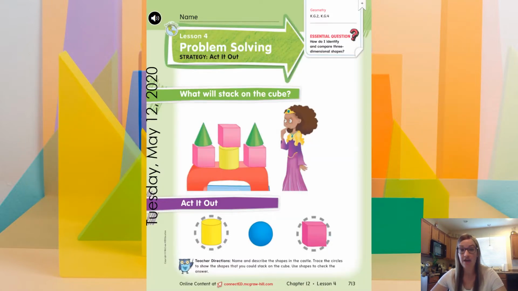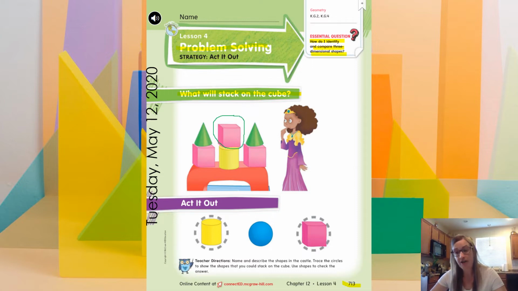We get to do a problem-solving lesson today. We are on page 713, and our question that we're going to be thinking about during our lesson is, how do I identify and compare three-dimensional shapes? Well, I'm going to get started here, and the question in the green here says, what will stack on the cube? Well, let's locate the cube in the picture here. We're talking about this cube right here. And the princess wants to know what could stack on top of it.